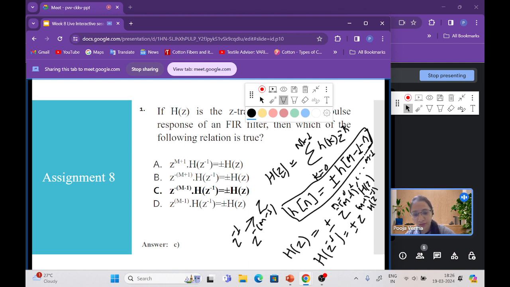So from this side we will get z^(-(M-1)) H(z inverse) equal to plus minus H(z), where this minus and plus part will be cancelled. So the correct answer is option C. The correct option we get here is option C. And I hope you have already solved this question in the video also. So have you got this question?